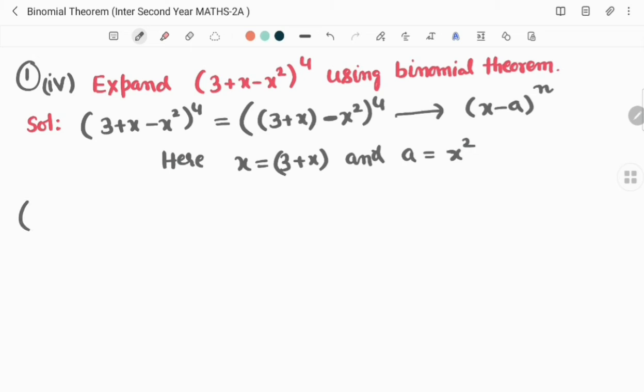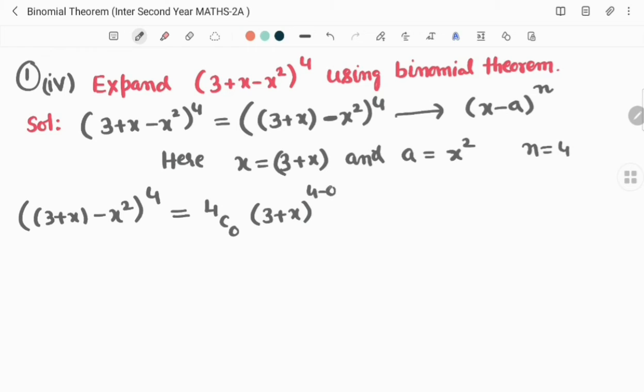So (3 + x - x^2)^4 is equal to, 4 means in total we will get 5 terms, n + 1. First nC0. Here n is equal to 4 now. So 4C0 (3 + x)^(4-0) (x^2)^0.